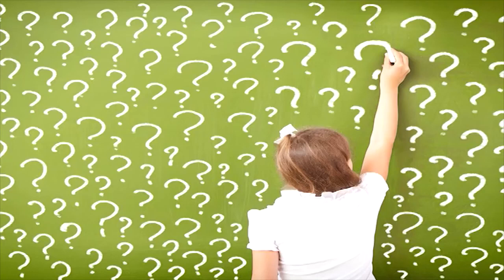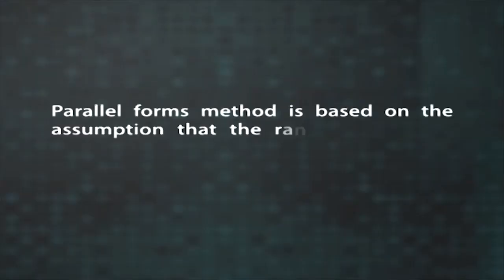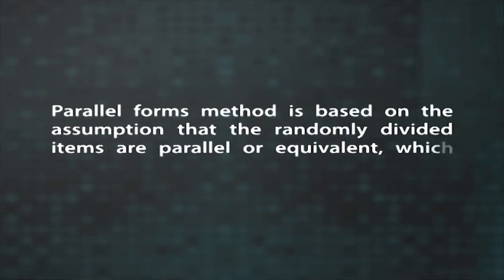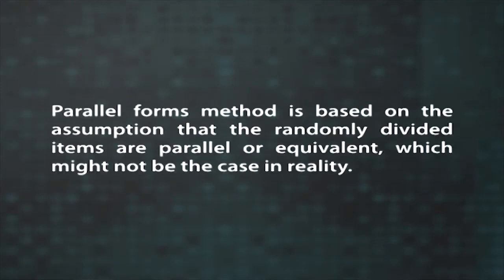The greatest advantage of this method is that the tests need not be administered twice. Thus, the problems relating to learning effect can be eliminated. However, the parallel forms method has a major disadvantage, that is, teachers have to generate lots of test items that reflect the same construct. This indeed is a complex task because the parallel forms of the test should fulfill a number of logical and statistical criteria. Moreover, this method is based on the assumption that the randomly divided items are parallel or equivalent, which might not be the case in reality.